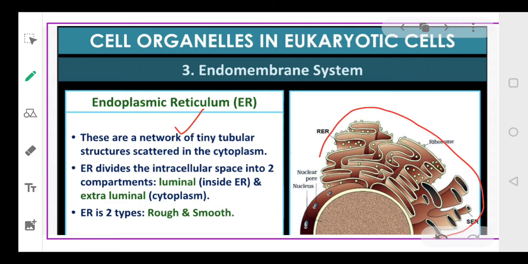So inside this ER is referred to as luminal, means यहाँ पर देखिए ये तो आपकी cytoplasm हो गई, इसको हम कहेंगे extraluminal. और जो endoplasmic reticulum के अंदर जो space है उसे हम कहेंगे luminal. So ER divides the cytoplasm into two compartments, luminal and extraluminal. Now your endoplasmic reticulum itself is of two types. One is the rough endoplasmic reticulum and the second is the smooth endoplasmic reticulum.